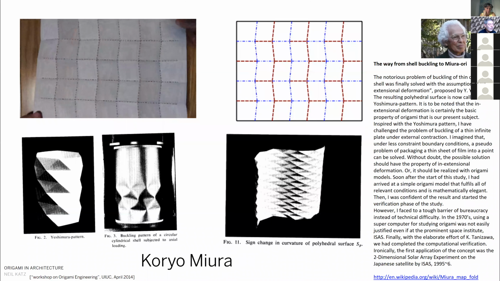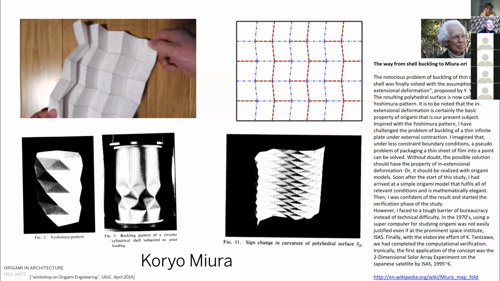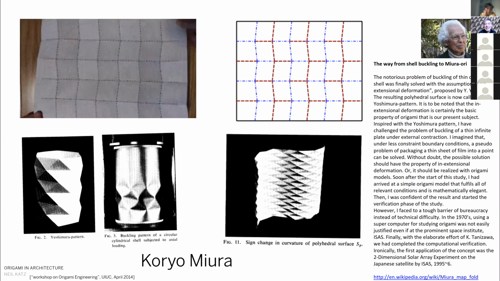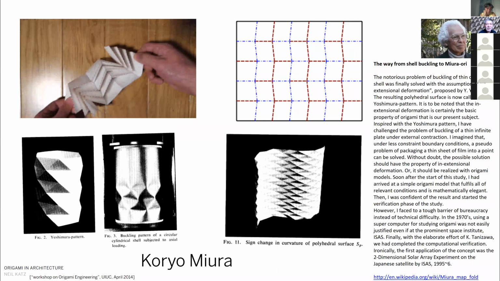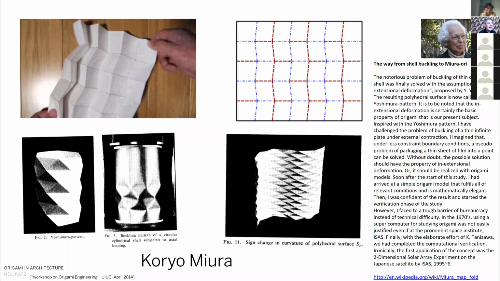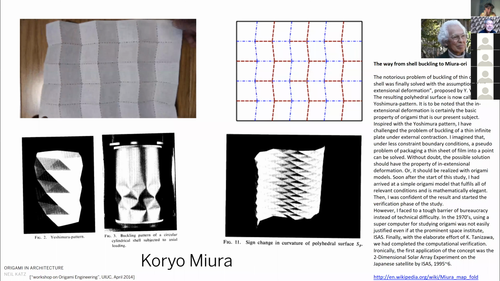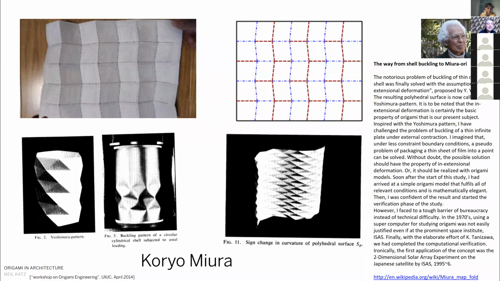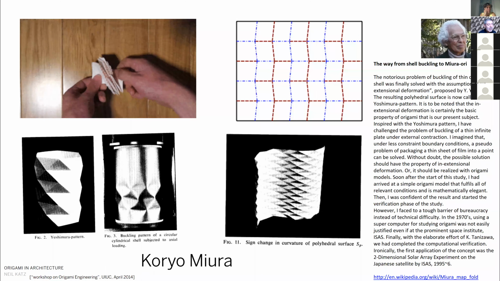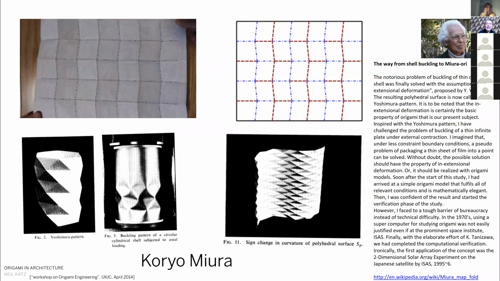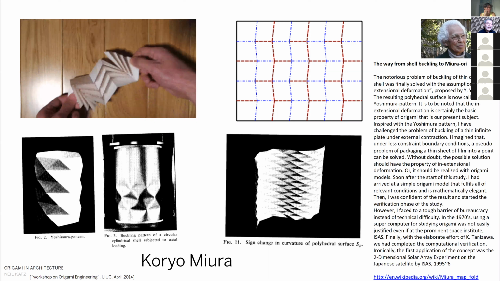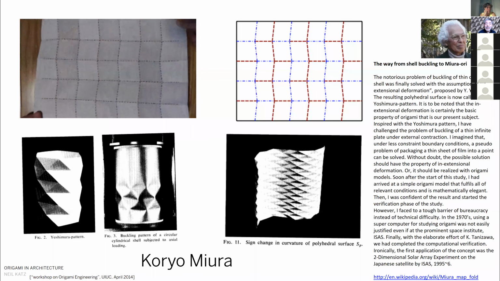Another master in the field is Koryo Miura, who invented the fold that you see on the screen. And it's been used in maps. He worked for NASA for a while, or collaborated with NASA on using this fold for space-related work. And one of his influences was another scientist, Yoshimura, who created the folds that you see at the bottom. And those were inspired by taking a tin can, like a soda can, and crushing it, and then studying the patterns of the buckling when you crush the can.